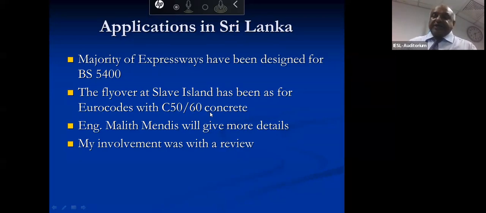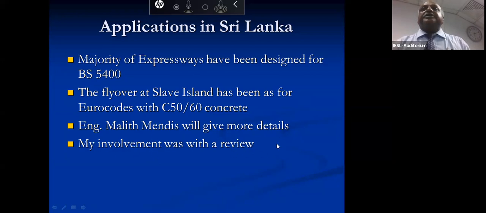But it is for Eurocodes, because there was a severe restriction on the depth of the structure. So they had to go for a high strength continuous structure. And Malith will explain more about it.